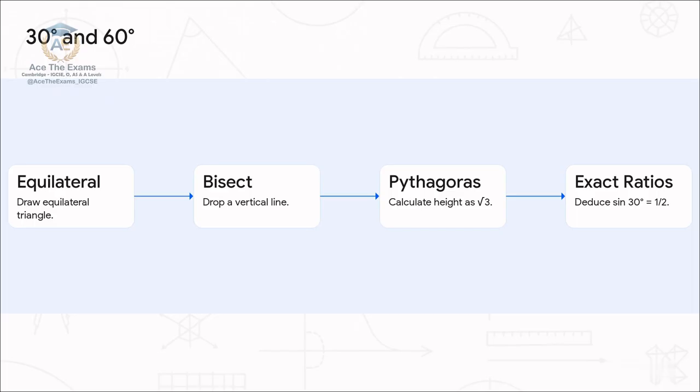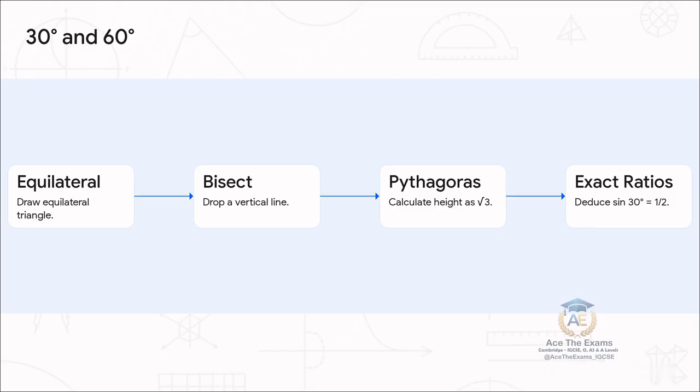Okay, back to the strategy. This next step brilliantly illustrates our proof for 30 and 60 degrees. This time, we start with a perfect equilateral triangle where every side is 2 units long, and every angle is 60 degrees. Drop a vertical line straight down the middle. You've just bisected it into 2 identical right-angled triangles. The base of our new right triangle is cut in half, so it's 1.